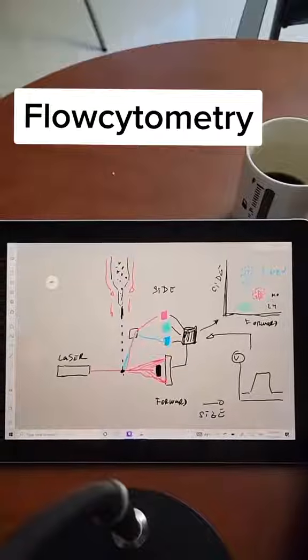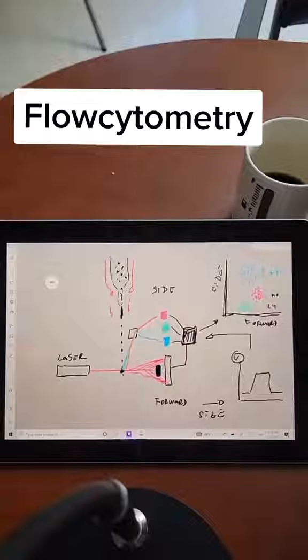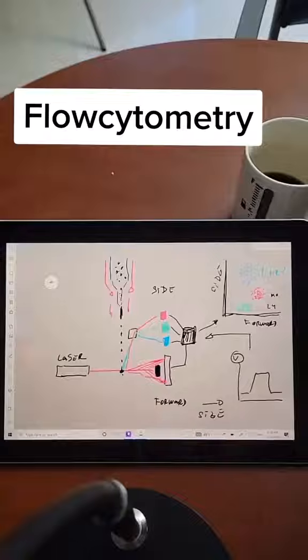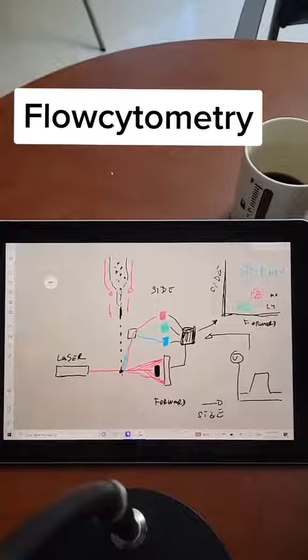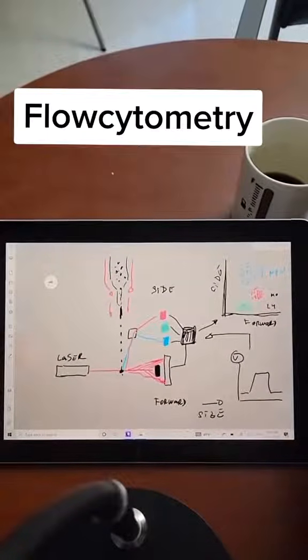It's a technique that we use in clinical laboratories to count cells. Basically, we can count the cells in your peripheral blood, we can count the cells in your bone marrow, and we can sort them out by size and complexity. So we can tell you how many lymphocytes you have, how many monocytes, how many neutrophils, and things like that. So what are the basic principles here?